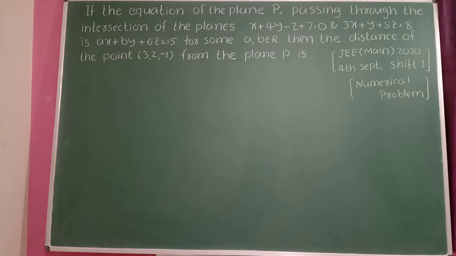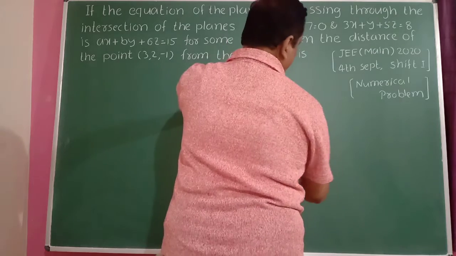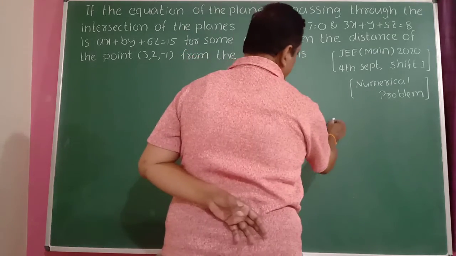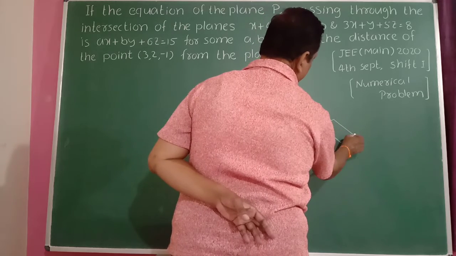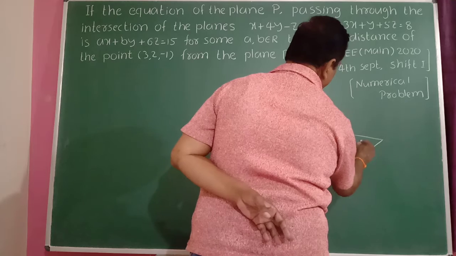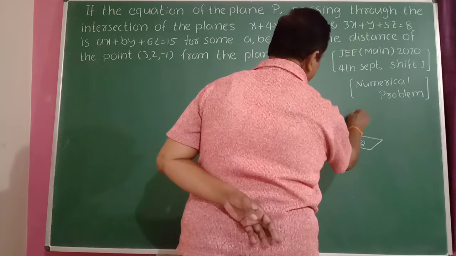Okay. Here there are two planes. They are already given here. Both planes intersect each other. So consider this is one plane here, and this is one more plane. Then this is the third plane here.